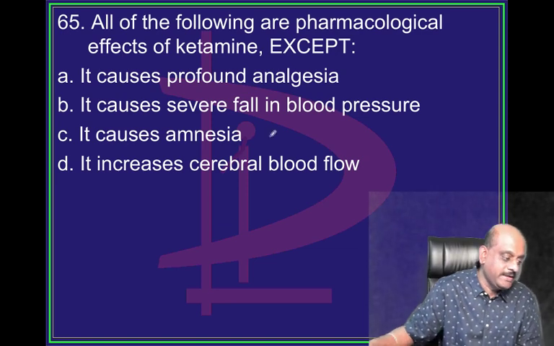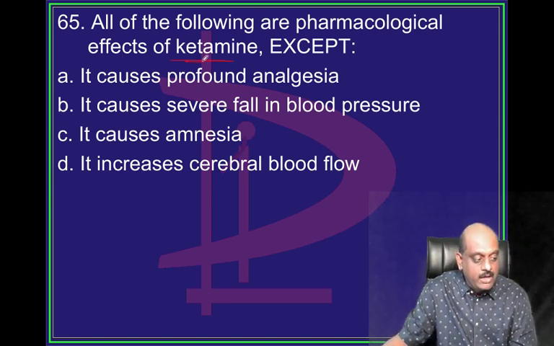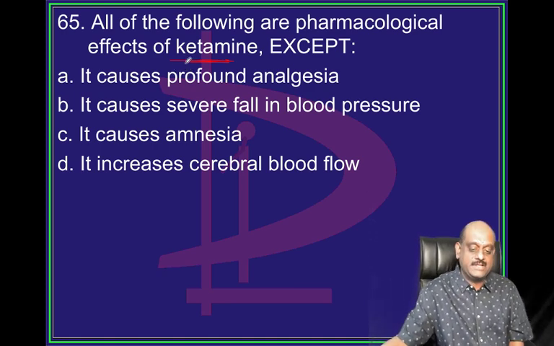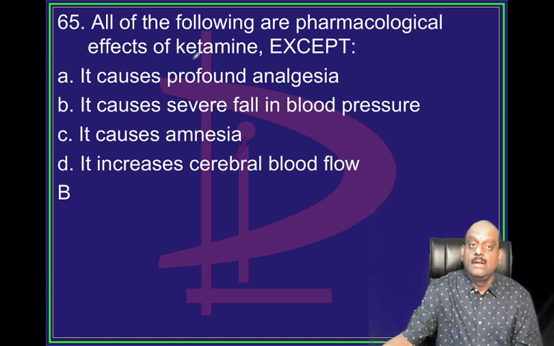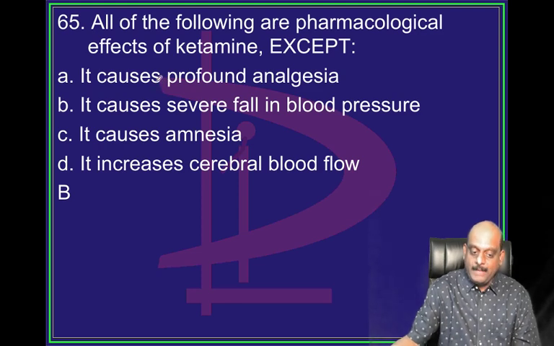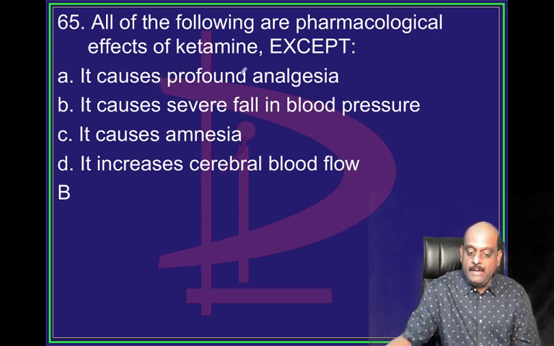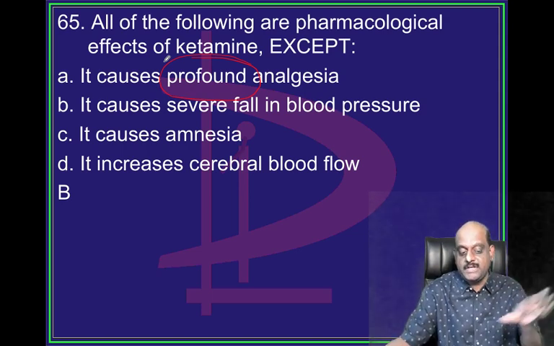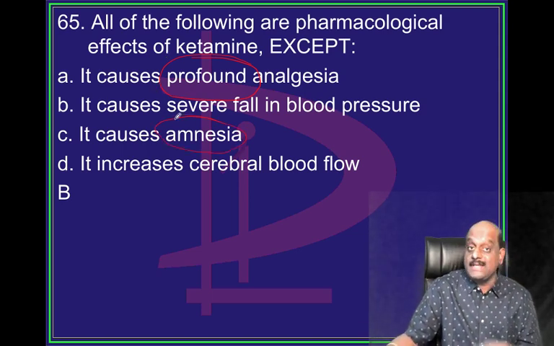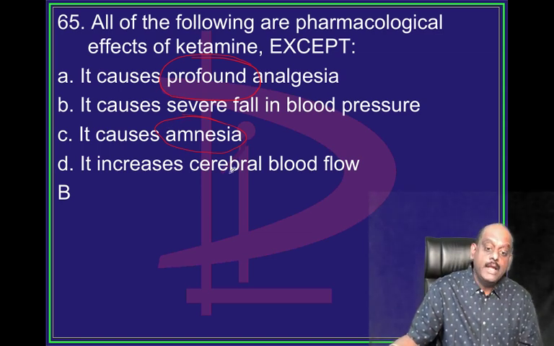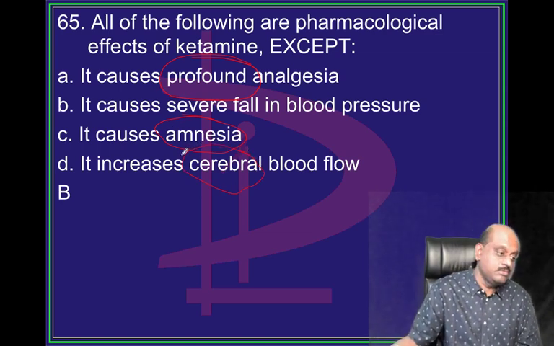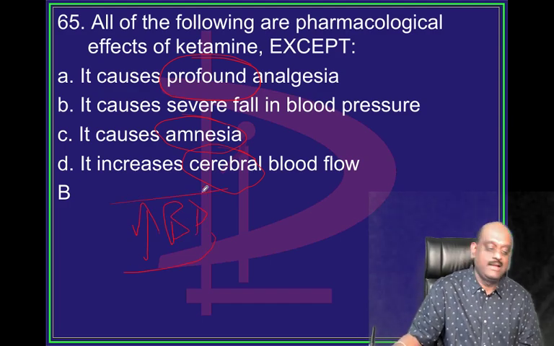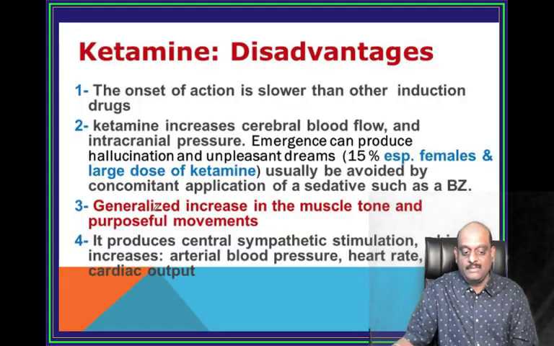Now, doctor, pharmacological effects of ketamine. Typically, ketamine causes profound analgesia, very deep analgesia. It causes amnesia. It increases cerebral blood flow and it increases blood pressure is what you need to remember.